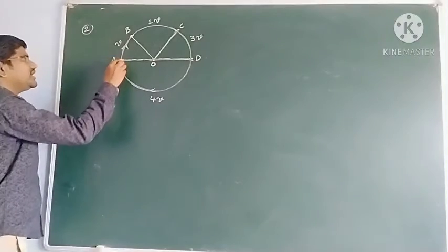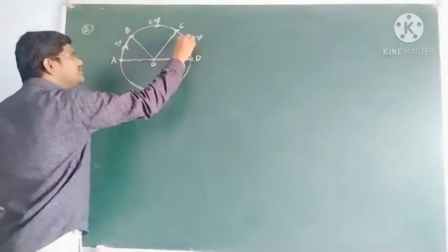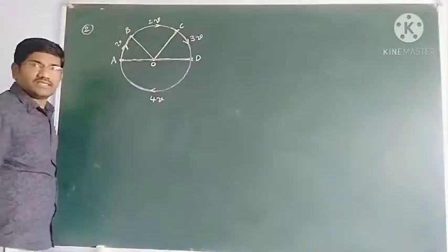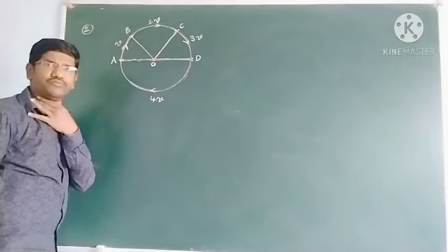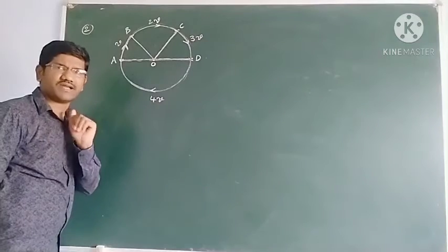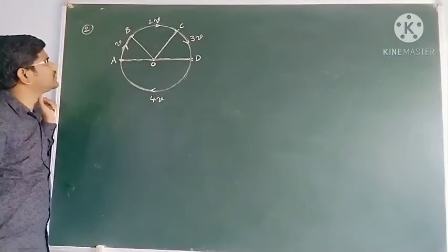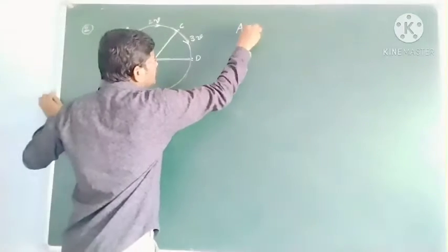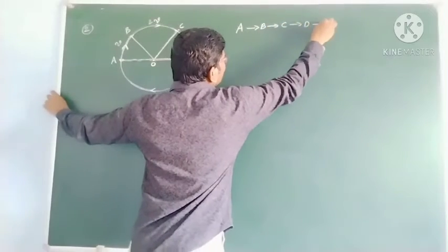It started at A, it has moved from A to B, B to C, C to D, and D to A. Like this it has moved, finally reaching A only. In this situation we have to find the average speed and average velocity. Okay students. So A to B, B to C, C to D, D to A.